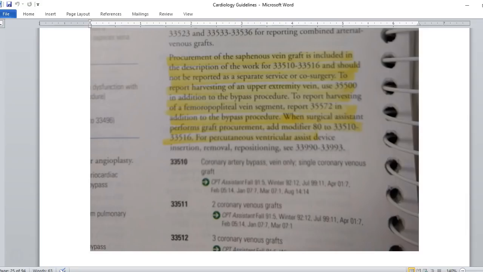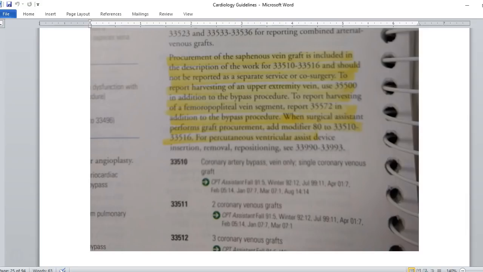To report harvesting of an upper extremity vein, use 35500 in addition to the bypass procedure. Okay, to report harvesting of the femoral popliteal vein segments, report 35572 in addition to the bypass procedure. When a surgical assistant performs the graft procurement, add modifier 80 to 33510 to 33516. And for percutaneous ventricular assist device insertion, removal, and repositioning, we go to 33990 to 33993.